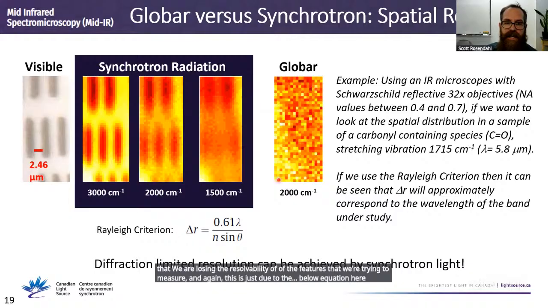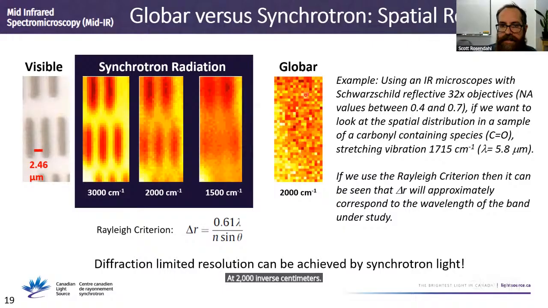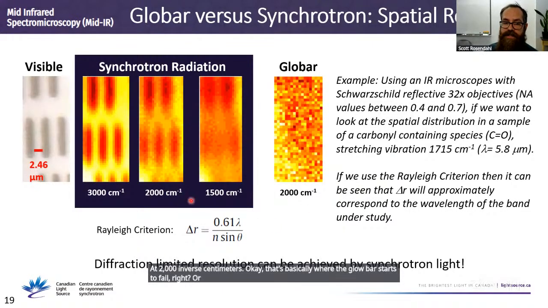And you'll see that at 2000 inverse centimeters, that's basically where the glow bar starts to fail, or really demonstrates failure there, whereas the synchrotron could still make out the information there.